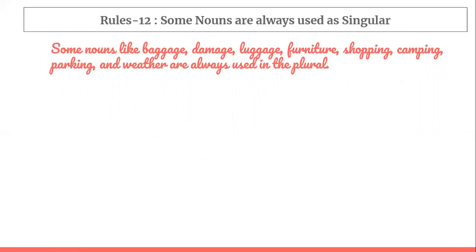Last rule, that is rule number 12. Some nouns are always used as singular only. Some nouns like baggage, damage, luggage, furniture. You don't say, I have carried a lot of luggages. We don't say that. We say luggage. Luggage means singular. Furniture, we don't say furnitures. We say furniture. Shopping, camping, parking, and weather. They are always used in the singular form.